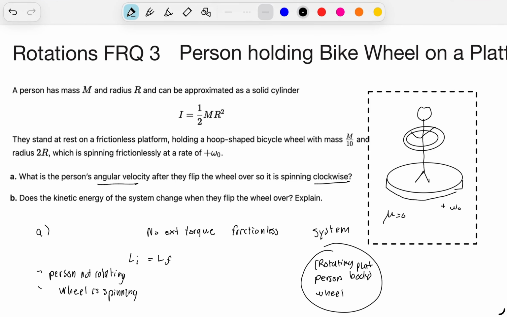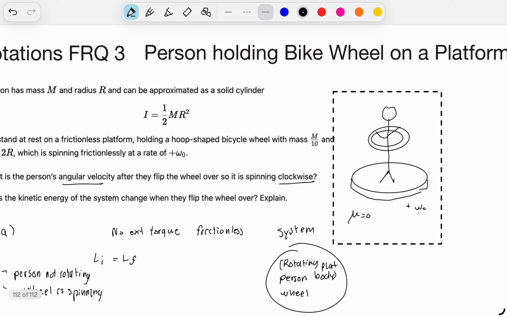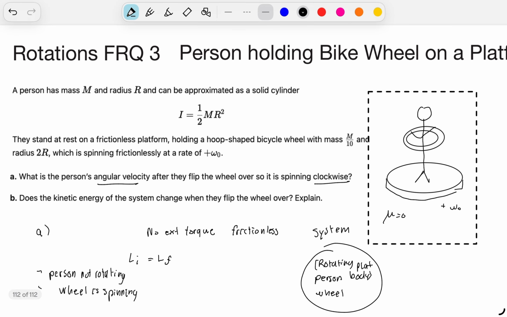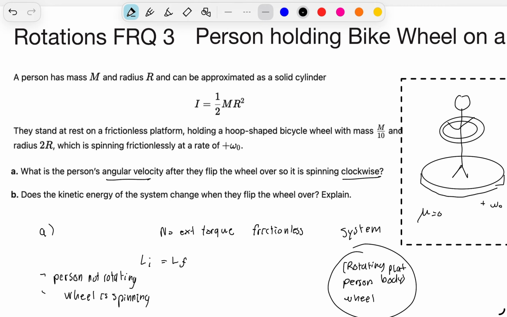In this video, we're going to be doing a rotations FRQ on a person holding a bike wheel while they are on a platform. So a person with a mass m and a radius r can be approximated as a solid cylinder with a moment of inertia 1/2 mass times radius squared. And they're standing at rest on a frictionless platform holding a hoop-shaped bicycle wheel with a mass m divided by 10 and a radius 2r, which is spinning frictionlessly at a rate of positive omega initial.